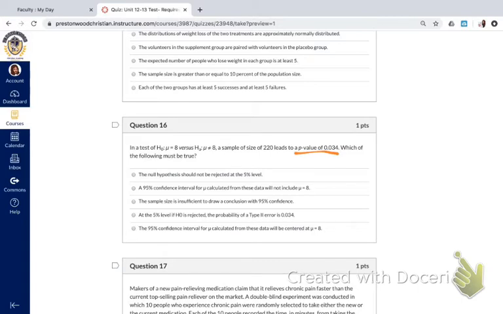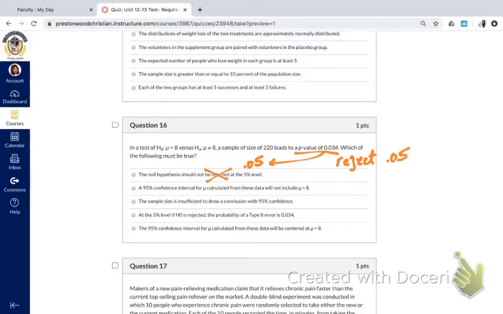So the null hypothesis should not be rejected at the 5% level. That would be false because it should be rejected. The p-value would be less than alpha. So in this case, I'm going to say reject at 0.05.